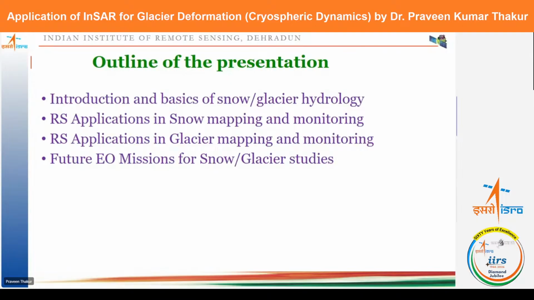So this is the outline of the presentation. First, the basics of snow and glacier hydrology and how we use remote sensing, with focus on microwave remote sensing for snow mapping and monitoring, followed by glacier mapping and monitoring, including a few examples from the polar regions, and what are the future Earth observation missions which are focusing on these cryosphere components.